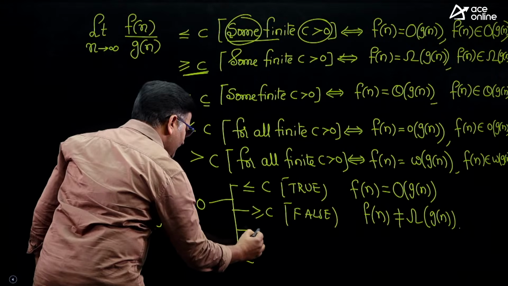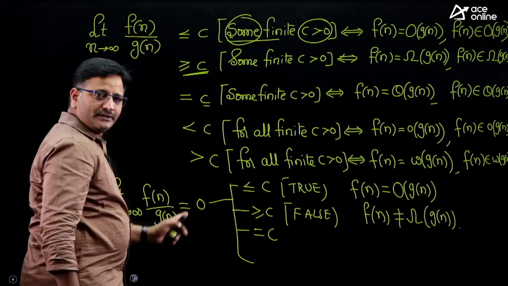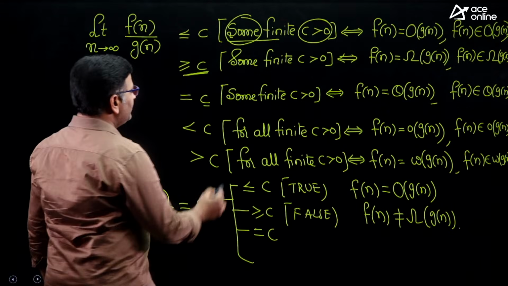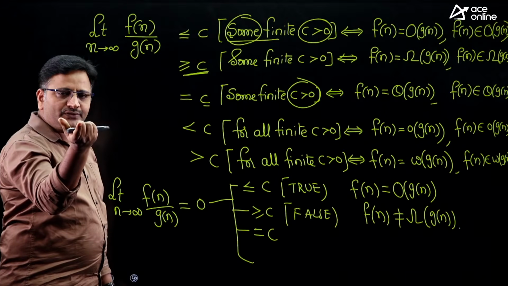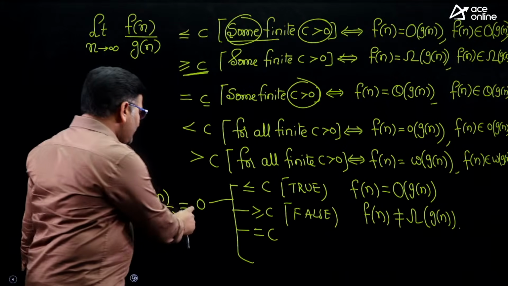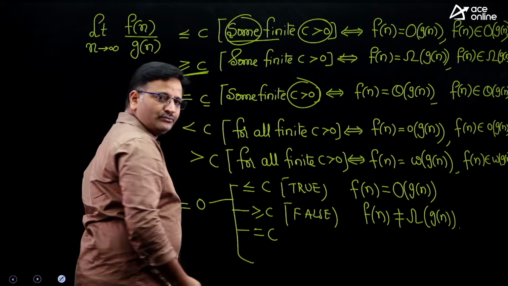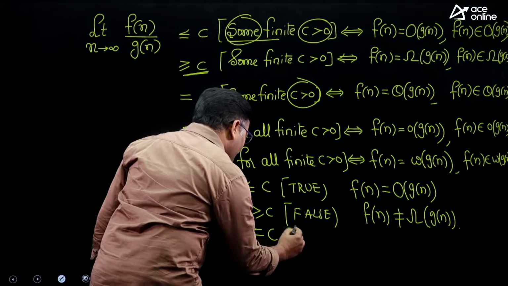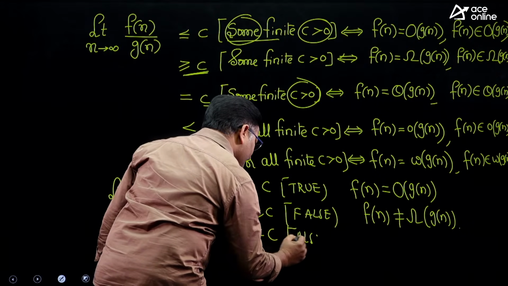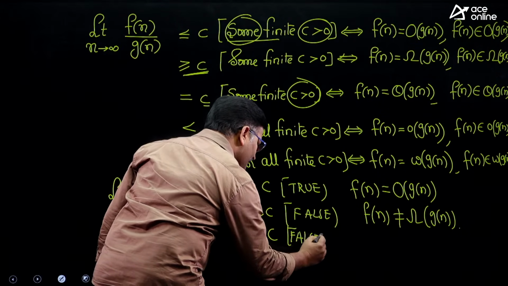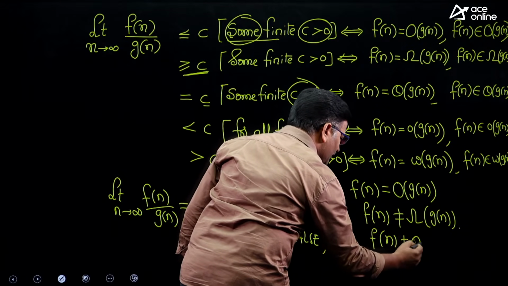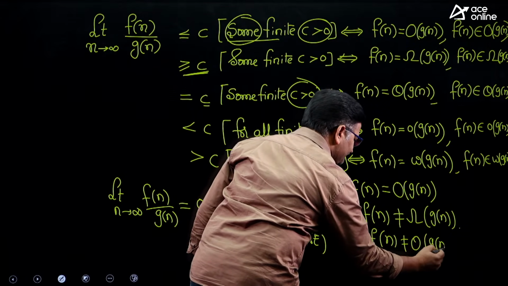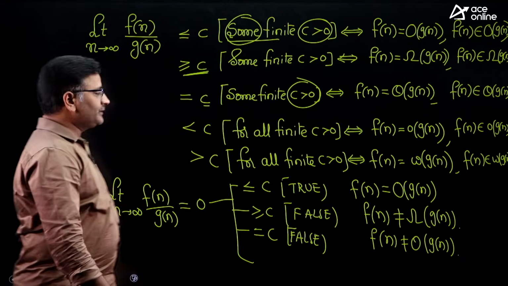Next they are talking about equal to c. Tell me, 0 equal to c. What is c here? Some finite c greater than 0. Suppose if you take c equal to 1 or 2 or 3, how can 0 equal 1 or how can 0 equal 2? Is it possible friends? No, right? Therefore it is also false. So since it is false, f of n is not equal to theta of g of n.